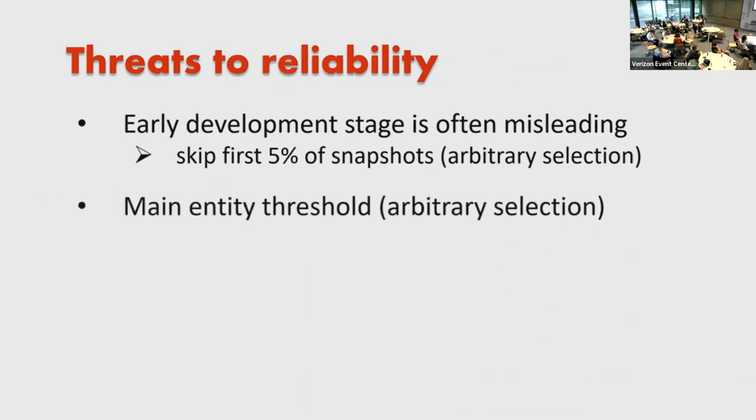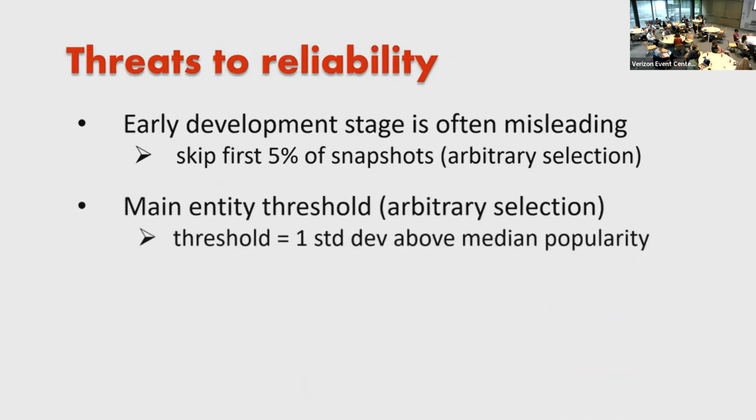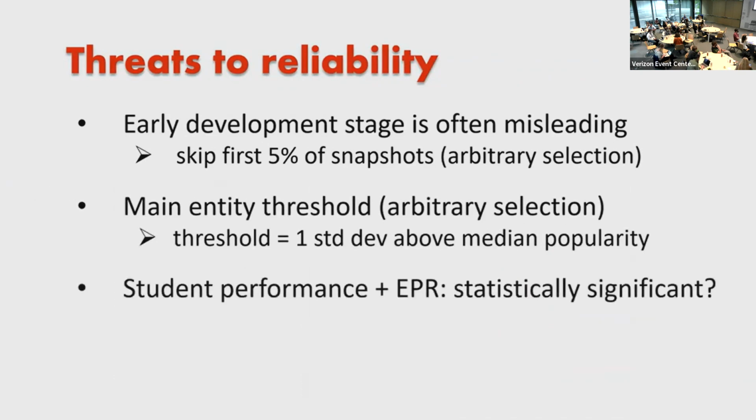Similarly, for the threshold for the main entities. A noun must have a popularity at least one standard deviation above the median popularity to be considered a main entity. Moreover, we found that students with high EPR perform slightly better in the programming assignments than those with low EPR. However, it remains unclear if the difference is statistically significant. In the first program, the p-score is barely below 0.05 and the second is 0.077.